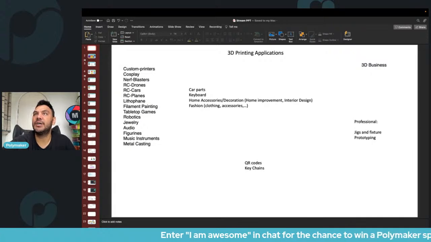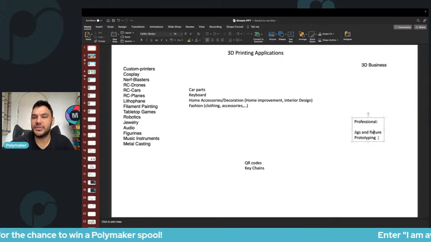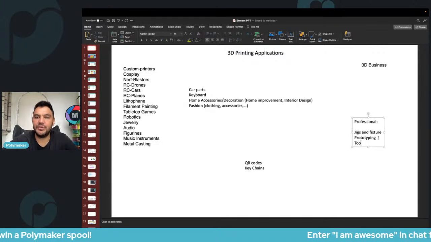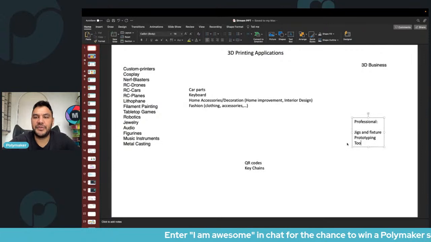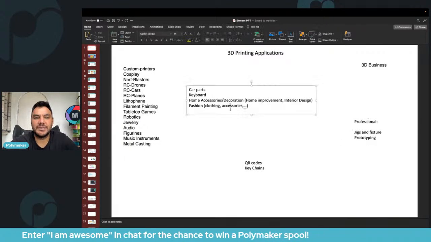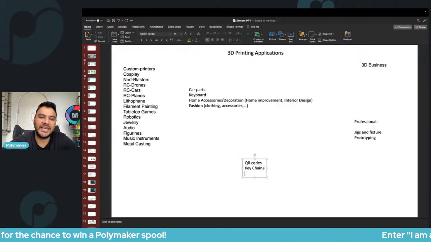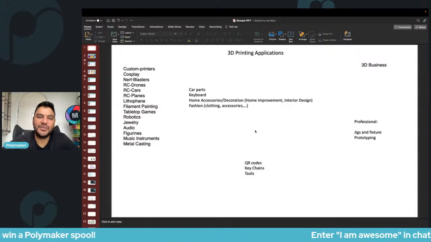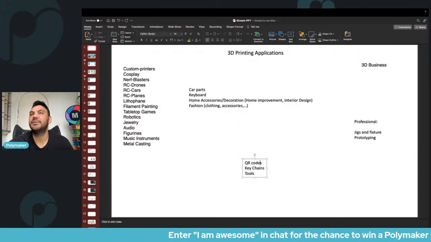Yes, we print before cutting, injection molding tools. Yeah, that would be tools. So maybe jigs and fixtures, prototyping. Yeah, that's a good idea. Maybe tools. But tools from a professional perspective, or what do tools mean? Like accessories, is that a tool? Yeah, let me put it there. Let me put it there for now.